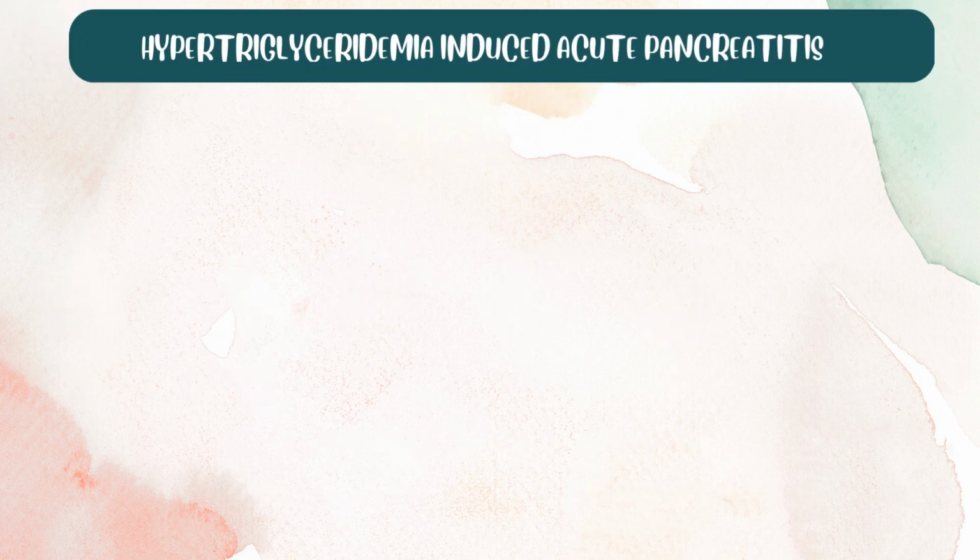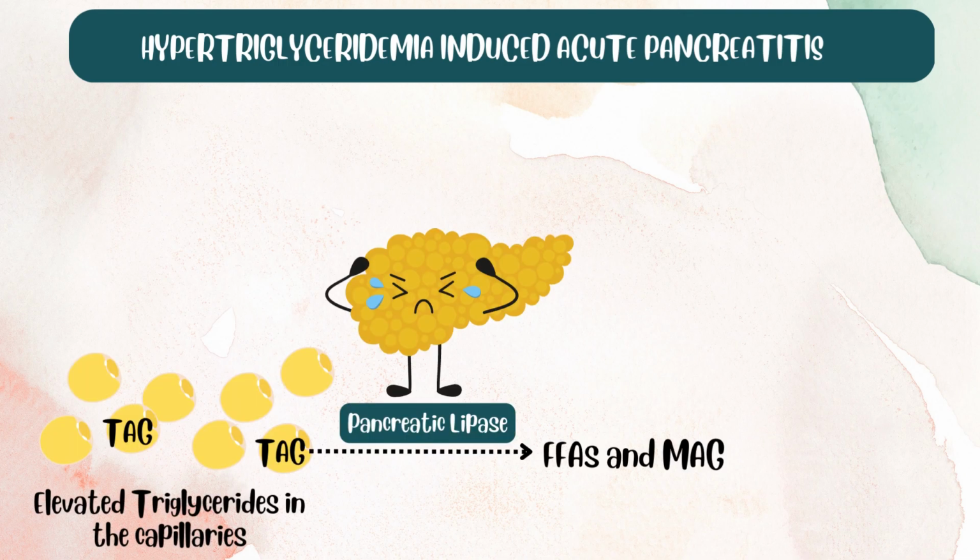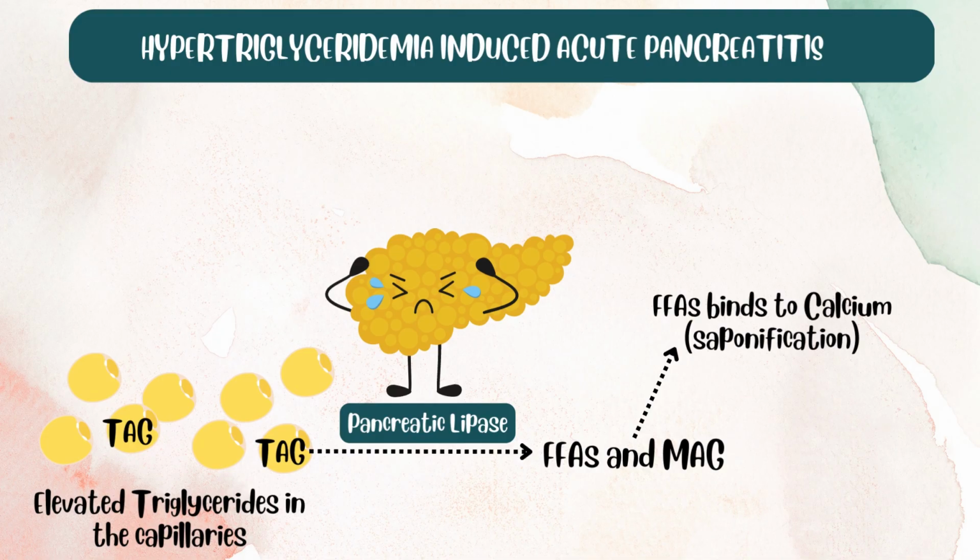Now, we will review some essential clinical pearls. Why do patients with hypertriglyceridemia develop acute pancreatitis? Pancreatic lipases hydrolyze elevated triglycerides present in the capillaries of the pancreas into free fatty acids and monoacylglycerol. Free fatty acids bind to serum calcium and cause direct damage to capillaries. Damage to capillary endothelium sets off a cascade of reactions, which leads to the formation of multiple microthrombi that subsequently clog up capillaries and contribute to ischemia.